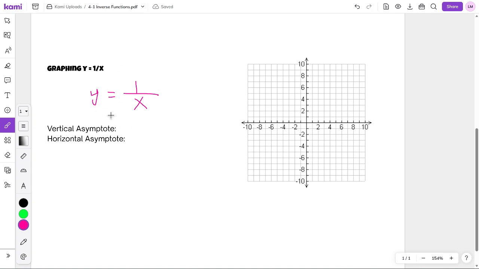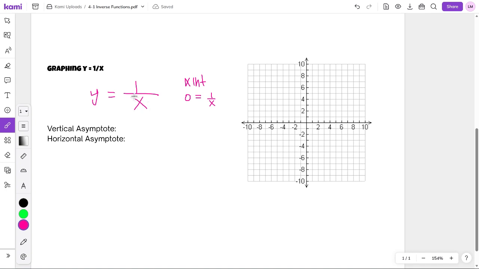So this is the reciprocal function, or the inverse function. When I try to find x-intercepts, which means I plug in 0 for y, I don't get any x-intercepts. There's no way this is ever going to be equal to 0 because x is on the bottom, not on the top. And so to find x-intercepts, I can set the top equal to 0, and I don't get anything. So it's never going to hit the x-axis.